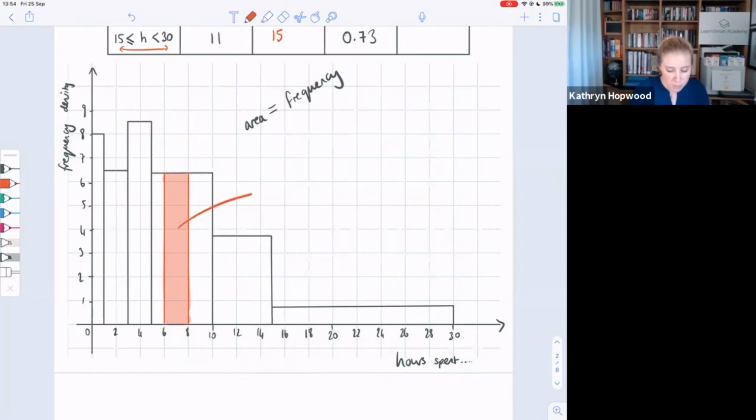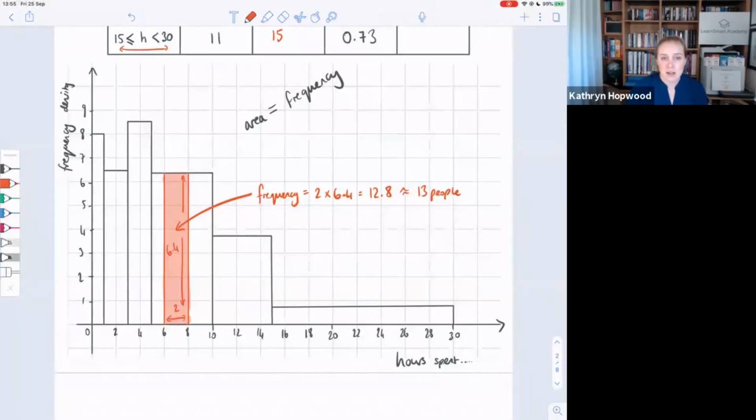Finding the area of a rectangle is the base times the height. The base here has a width of 2 because it's from 6 to 8, and the height here has a height of 6.4. So what we do is the frequency between these two values is equal to 2 times 6.4, which gives us 12.8. So I'd roughly predict that there were around 13 people who watched television for between 6 and 8 hours every week.